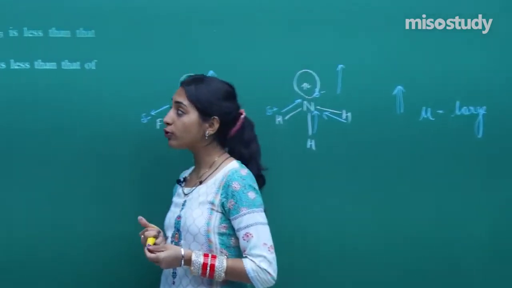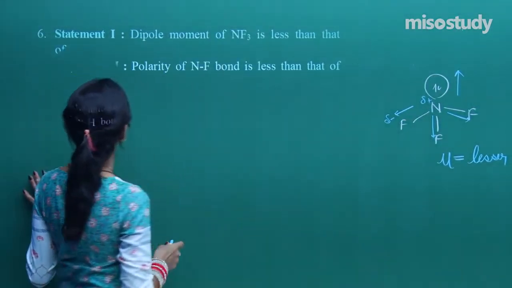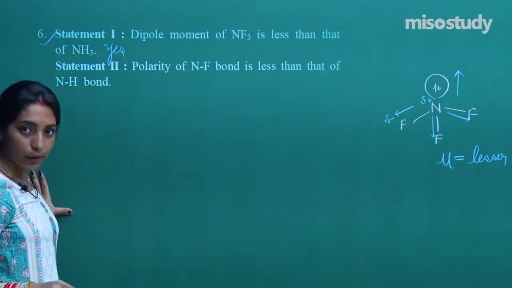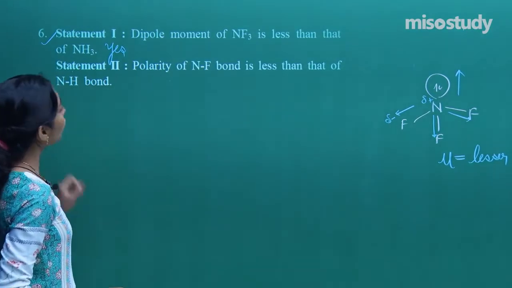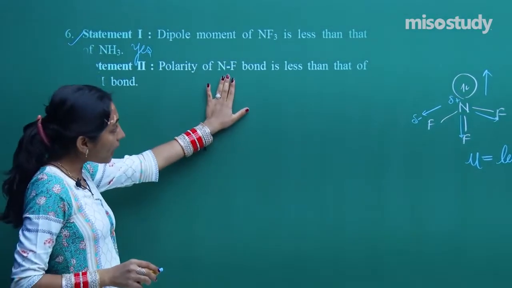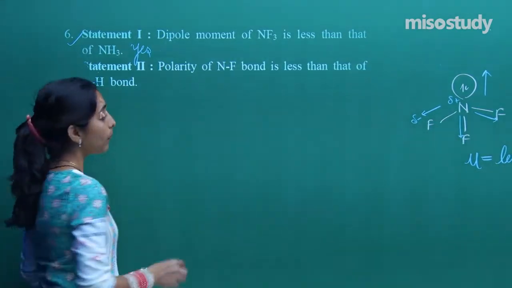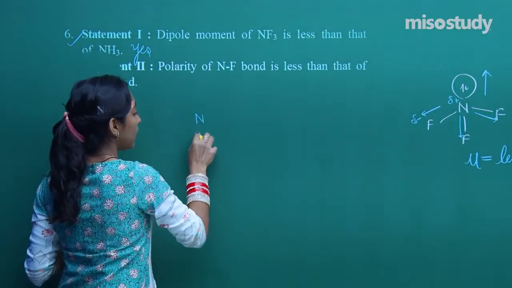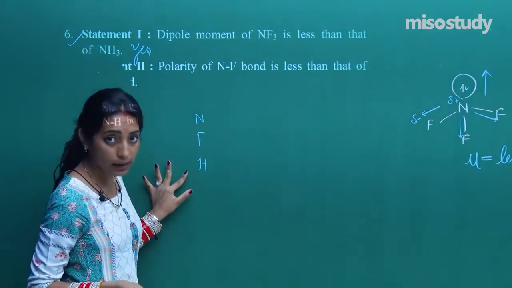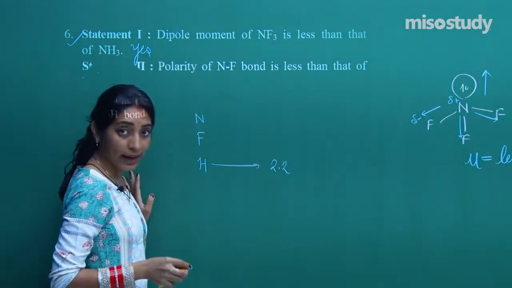So if I ask you to move on to first statement, which says dipole moment of NF3 is less than that of NH3, yes, that is correct statement. Okay. Now moving on to the second statement, which says the polarity of NF bond is less than that of NH bond. So see, if I ask you to write down the electronegativity of nitrogen, fluorine and hydrogen, we will say hydrogen is something 2.2, right?